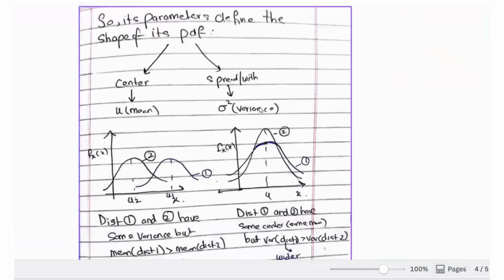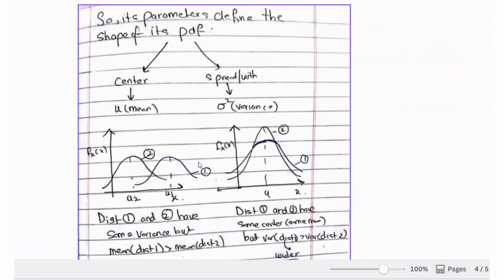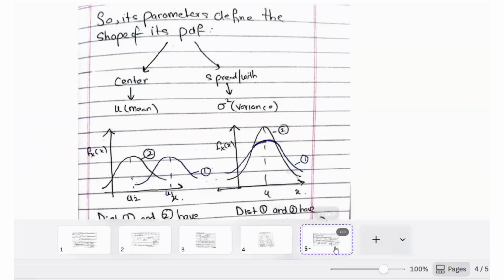So for a normal random variable, its parameters define its shape, where the mean determines its center and sigma square determines the width. Basically, the mean determines the center, and the variance determines the width. Here we can see both of them have the same variance because they have the same spread, but they have different means. Here they have the same mean because they have the same center, but the variances are different, with the wider one, distribution one, having higher variance.